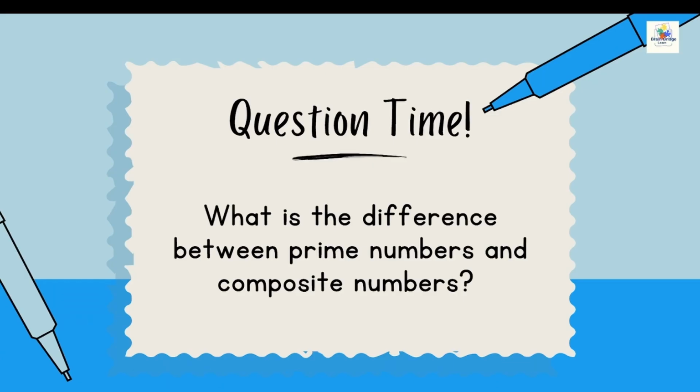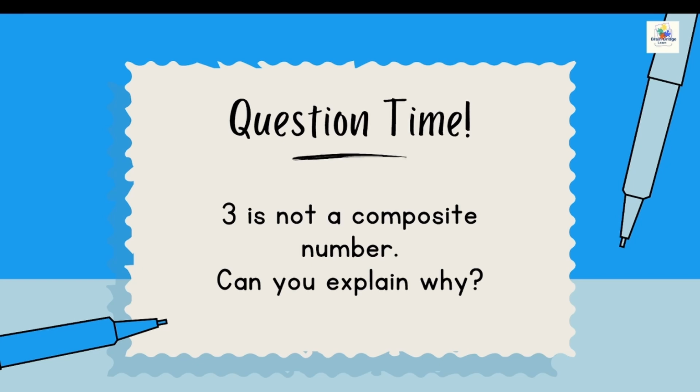Next we will have, what is the difference between prime numbers and composite numbers? The difference is that prime numbers have only 2 factors, 1 and the number itself, while composite numbers have more than 2 factors. Next we have, 3 is not a composite number. Can you explain why? 3 is not a composite number because it has only 2 factors, 1 and the number itself.